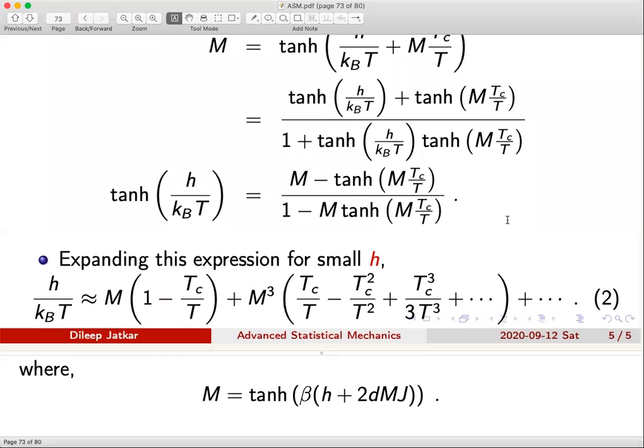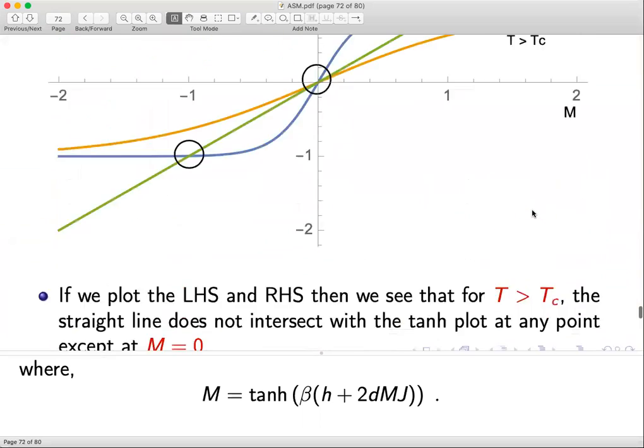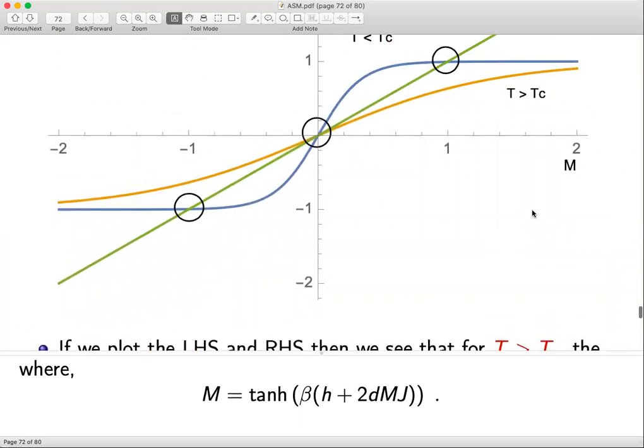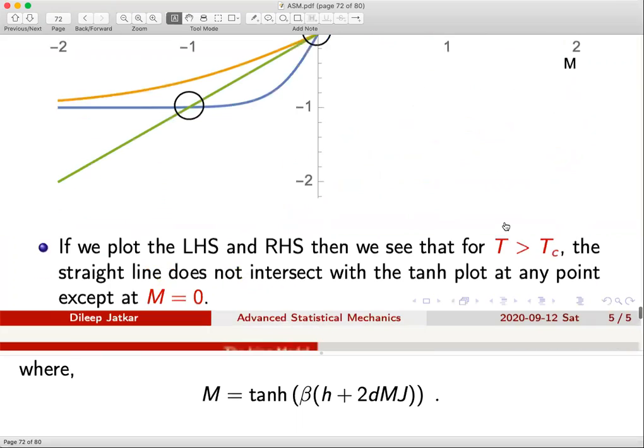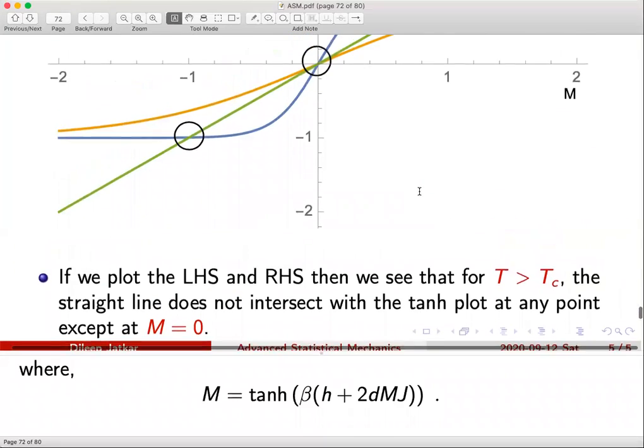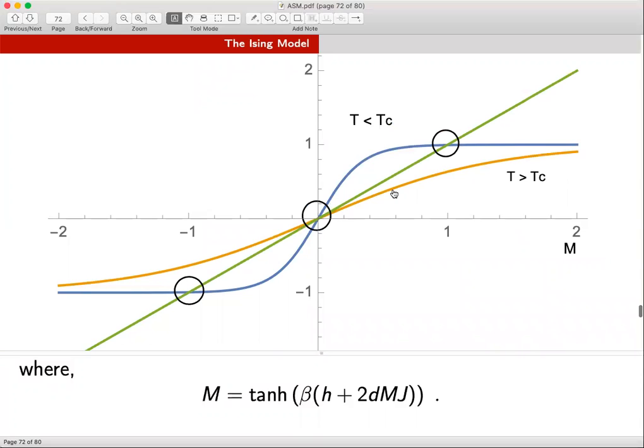Even for T greater than Tc, we have a positive solution, right? No, no. If you plot it like m, the LHS is the same straight line. At m equals 0, the tan hyperbolic is some positive constant, which is tan beta h. Sorry, I did not understand what you are saying. I am plotting this with h equal to 0. External magnetic field is 0. Then we have only one solution when T is greater than Tc, we only have the m equals 0 solution.